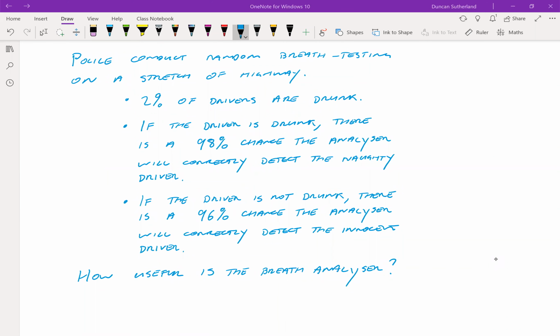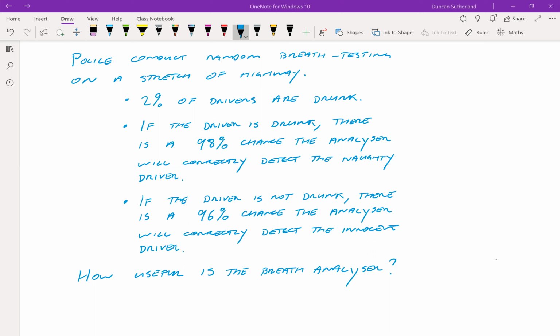Let's look at a more practical problem where probability has an interesting application. So the cops are out doing random breath tests on some stretch of highway where previous experience has revealed that 2% of the drivers that drive on that stretch of highway are over the legal alcohol limit. So they're drunk. They're above 0.05 blood alcohol content, if you want to look at it that way.